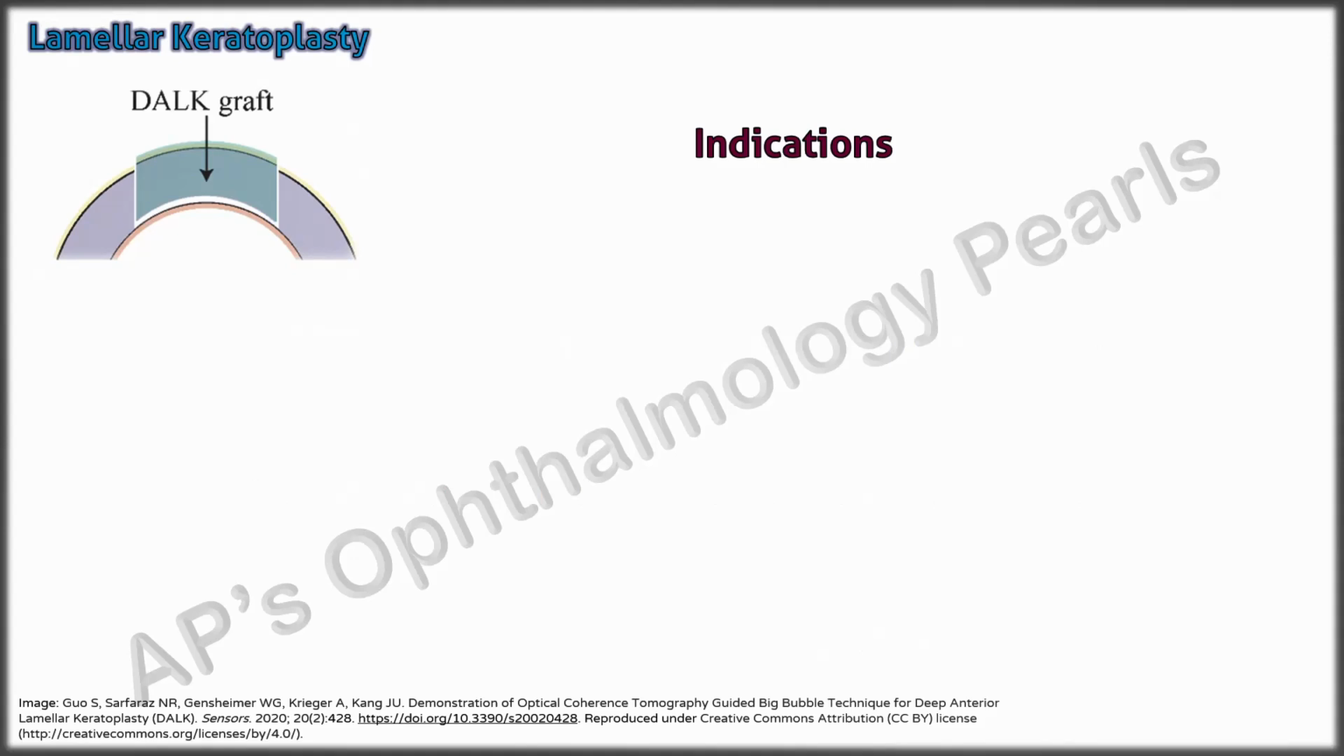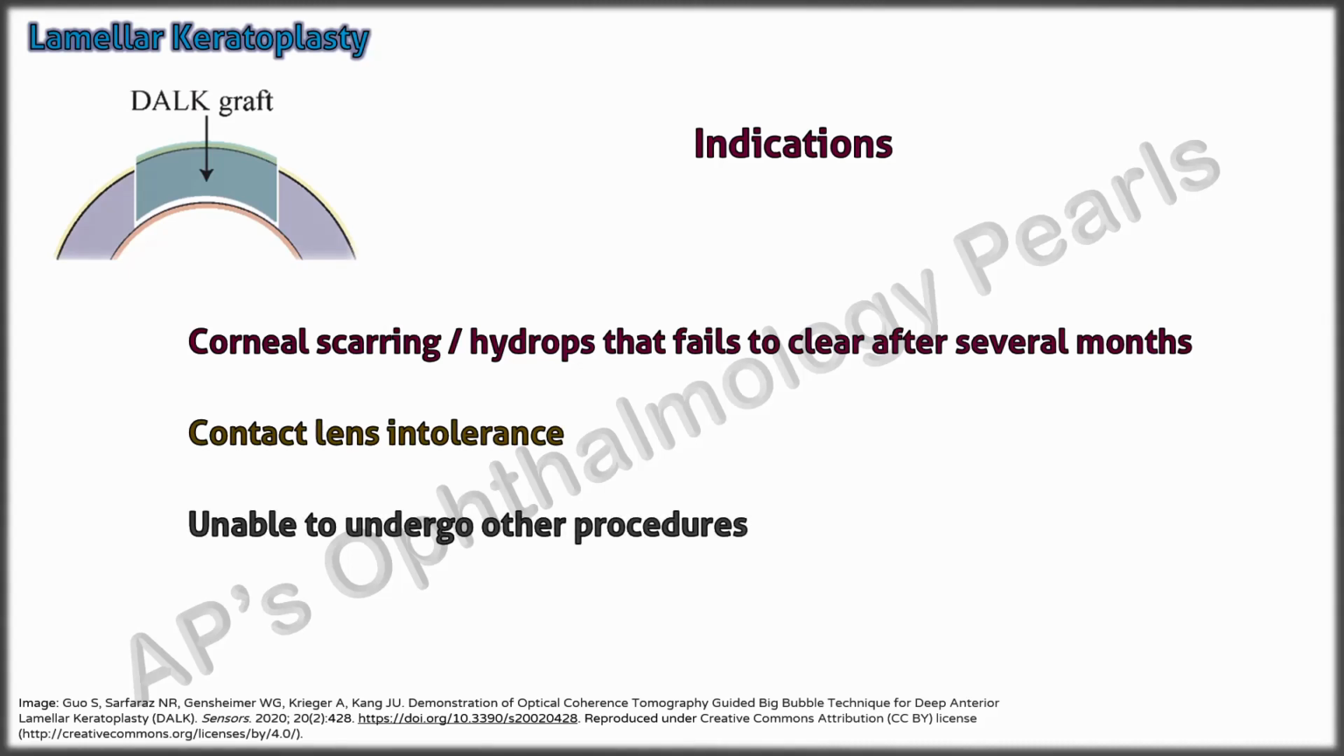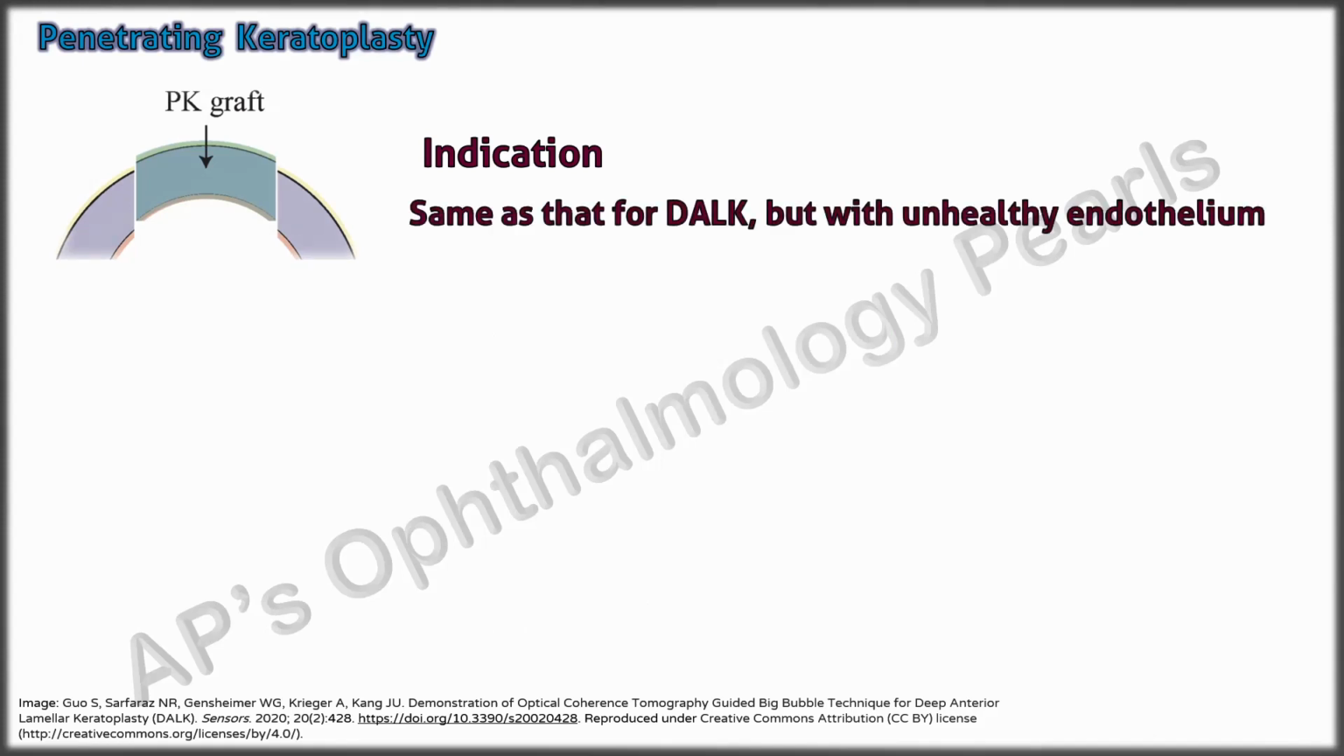The indications for a lamellar keratoplasty are corneal scarring or hydrops that fails to clear after several months, contact lens intolerance even if vision is good with the contact lens, and or the patient is unable to undergo procedures such as collagen cross-linking, intrastromal corneal rings, or phakic intraocular lenses. Progressive corneal thinning towards the limbus. None of these are applicable in our patient. The indications for a penetrating keratoplasty are the same as that for lamellar keratoplasty, but with an unhealthy endothelium. Our patient does have an unhealthy endothelium, so DALK cannot be done.